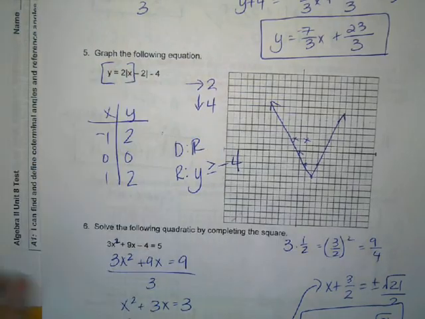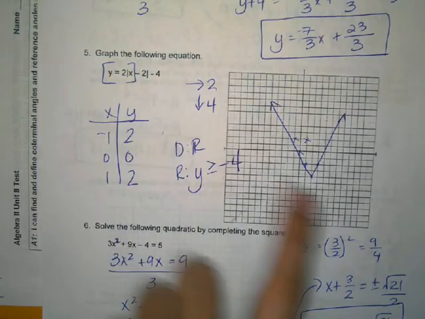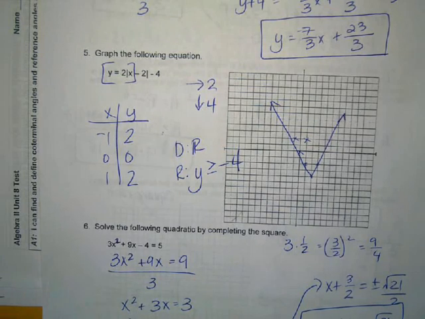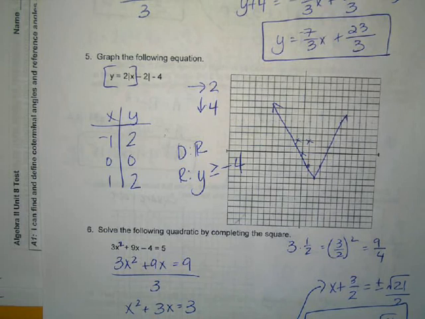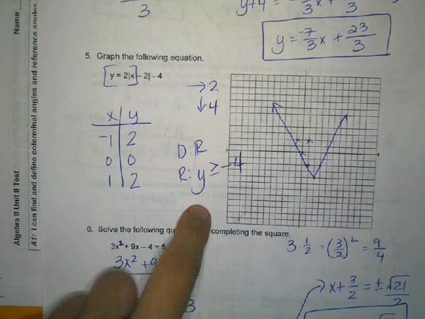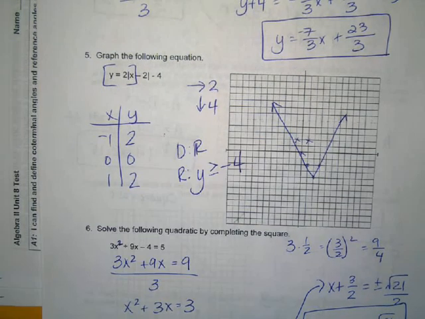Number 5, this is an absolute value function, which means the graph has to be a V-shape. You can use -1, 0, 1 in your table. This shifts right 2 and down 4. Domain is all reals, and the y values are greater than -4.